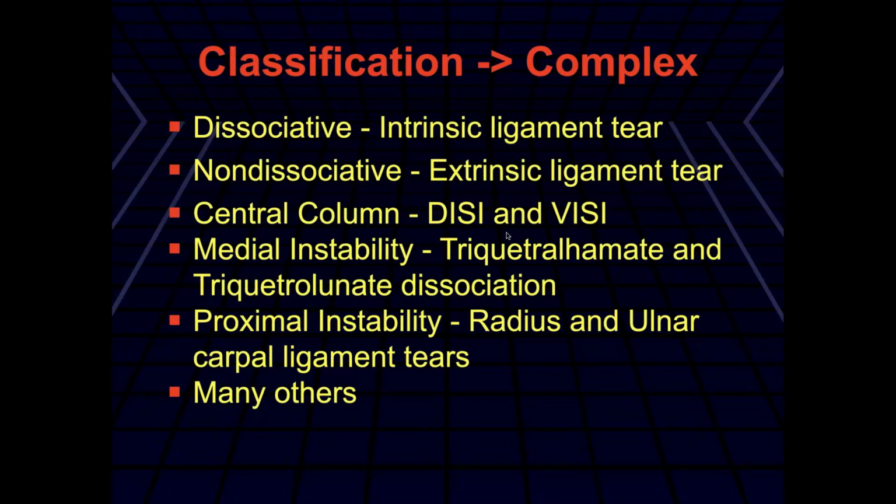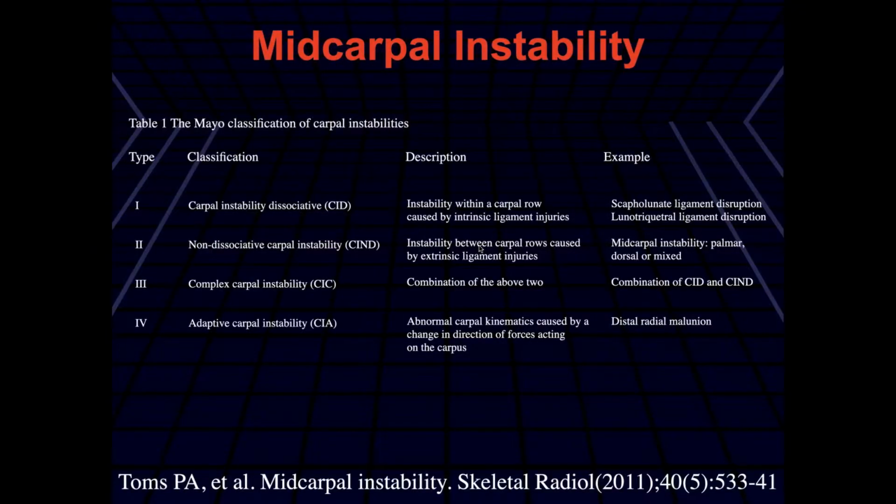Another way to classify instabilities is to look at the central column, which is dorsal intercalated segmental instability and volar intercalated segmental instability, which we'll talk about, which is the most common type of instability that's discussed really in the radiologic literature. Then you have medial instability, which is just at the triquetral hamate level or the triquetral lunate dissociation. You have proximal instability, which is really at the radius and ulnar carpal ligament tears. And then there are other types of classifications as well. The primary one that we'll be talking about will be the DISI and VISI type instabilities.